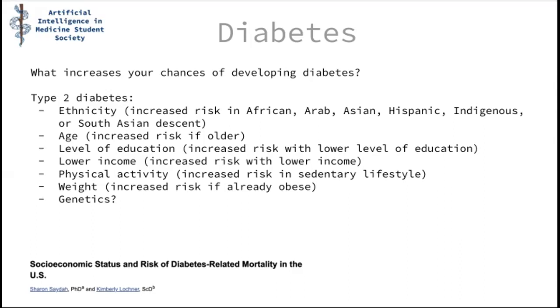Physical activity, if you have a sedentary lifestyle, as in you don't move, you don't exercise, you're at increased risk. Your weight, so if you're already obese and you don't have diabetes, you're at increased risk of developing it. And lastly, they found that there's a lot of genetic links between type 2 diabetes and just family history, and there's just some sort of genetic link with that.